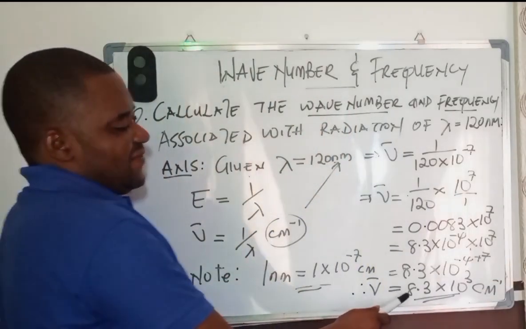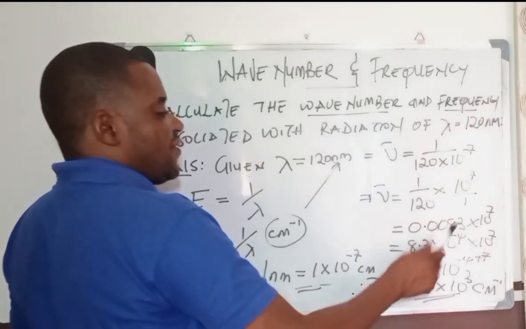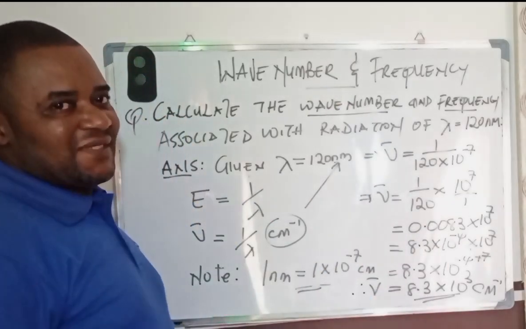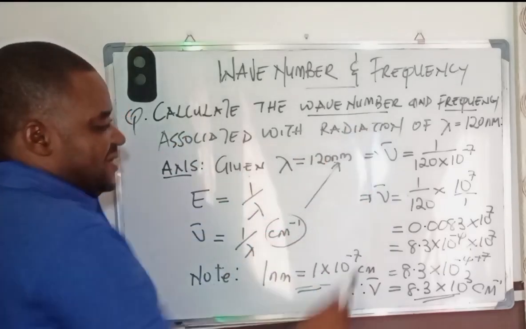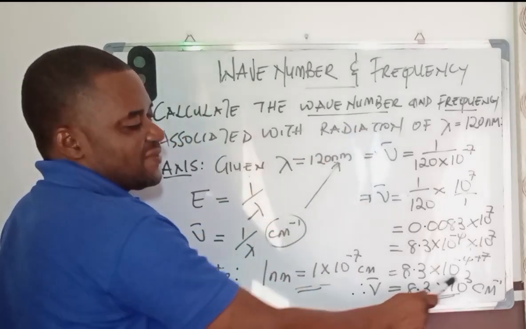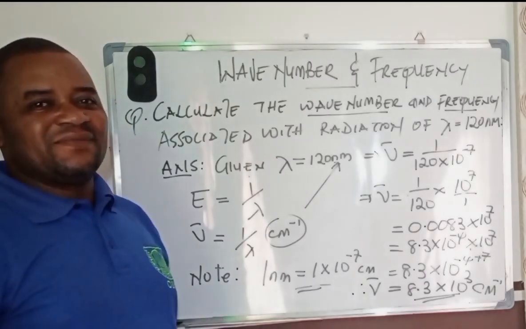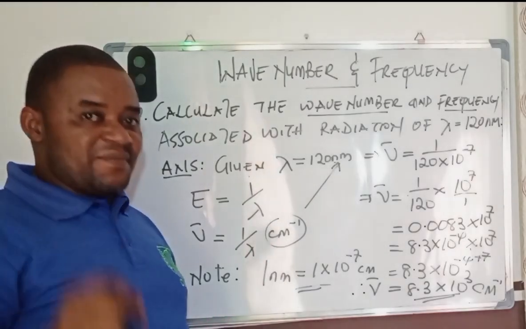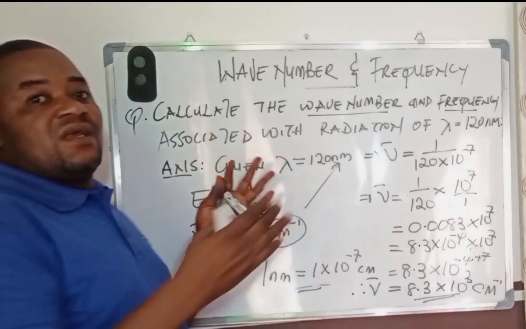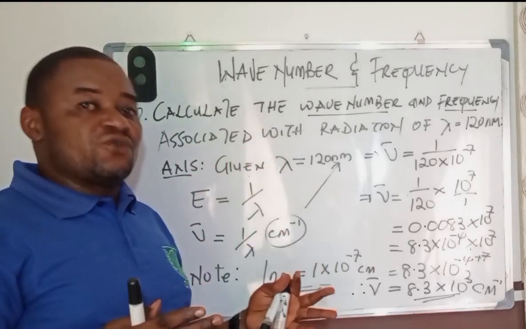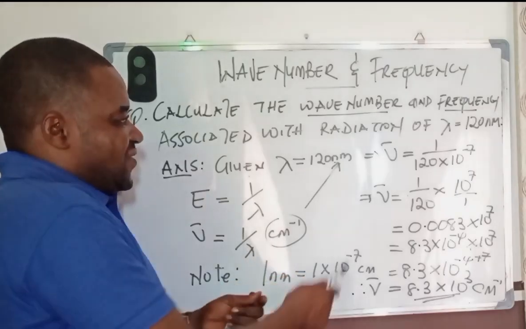Now this is your answer for that. That is simply saying 8300 per centimeter. That's what it simply means. So from this question, your wave number is simply 8.3 times 10 raised to the power 3 per centimeter. That is the wave number. If you know what wave number means, then you will know what this value represents in a UV visible spectroscopy experiment.